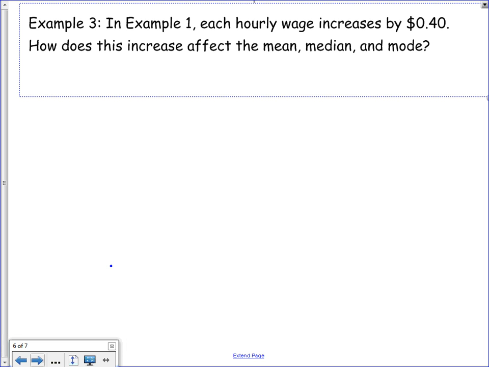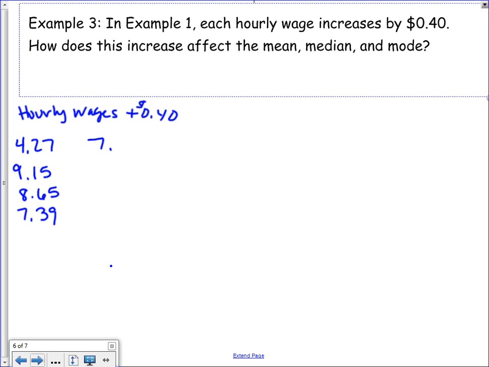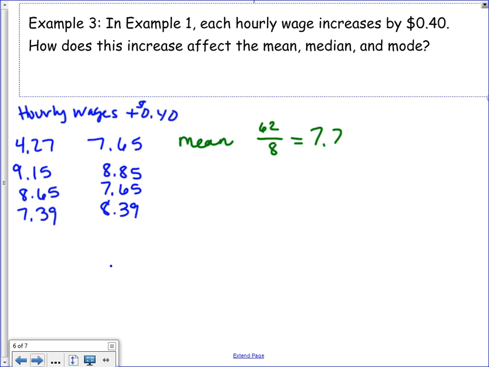So the students' hourly wages, when increased by 40 cents, okay, are going to be 4.27, 9.15, 8.65, 7.39, 7.65, 8.85, 7.65, and 8.39. And now when we find the mean, we'll add up all 8 of these values. Okay, and that sum is going to be 62 divided by the total number, which is 8, and that's 7.75.